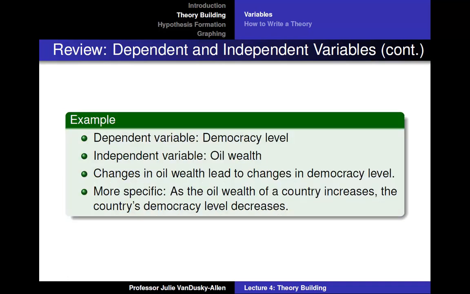For example, imagine our dependent variable was democracy level and our independent variable was oil wealth. We could expect that as the independent variable oil wealth changes, we should see changes in the dependent variable democracy level. Normally, we are more specific about how the changes in the independent variable cause changes in the dependent variable. So for example, we could expect that as the oil wealth of a country increases, the country's democracy level should decrease.